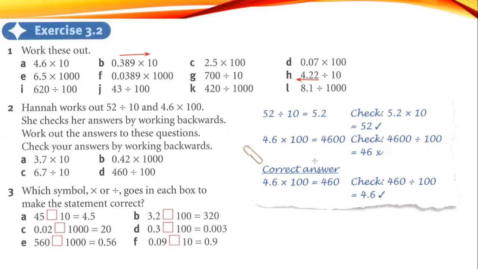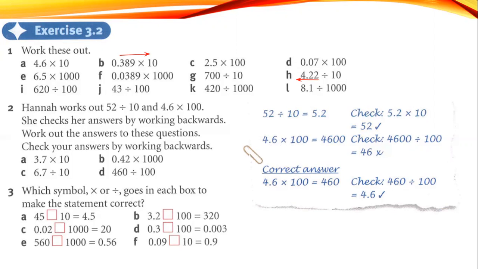Same like this, she multiplied by 100, so the point is moving backward. So yeah, the answer is not right. Why not right? Because it's moving two times backward, one time here, then here. So the answer is 460, not 4600. So this one is the right answer.